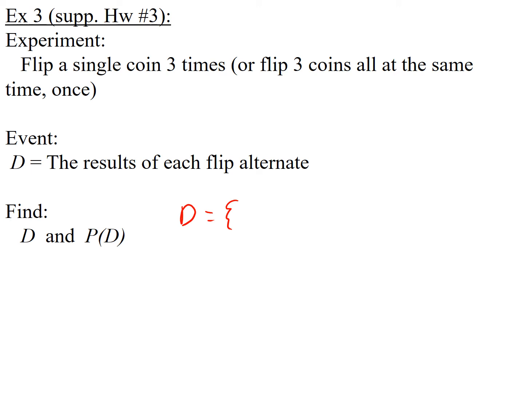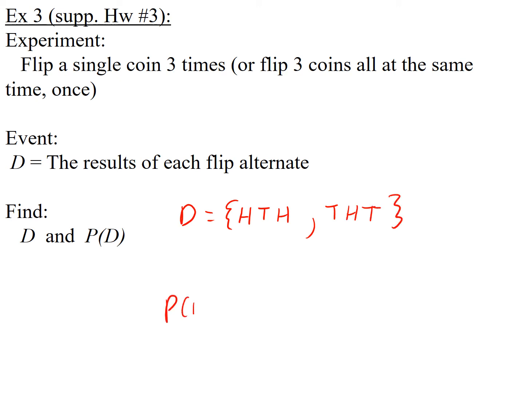We're only flipping 3 times though, so let's say the first flip's got to be either heads or tails. If the first flip is heads, and they alternate, then the second one's tails and the third one's heads. That's one outcome where the results alternate. Well, the only other thing that could happen is that it starts with tails, and then it's going to be tails, heads, tails. Yeah, so that's it for D.